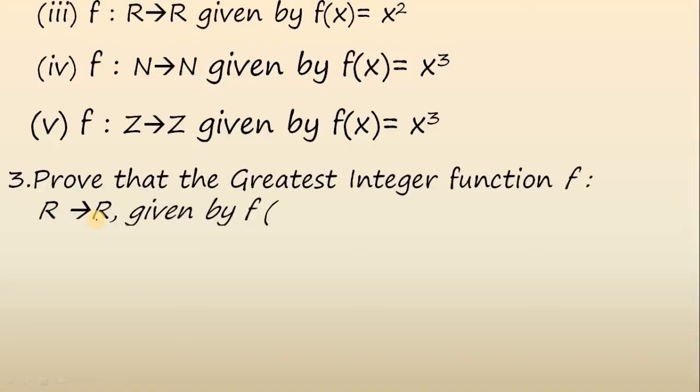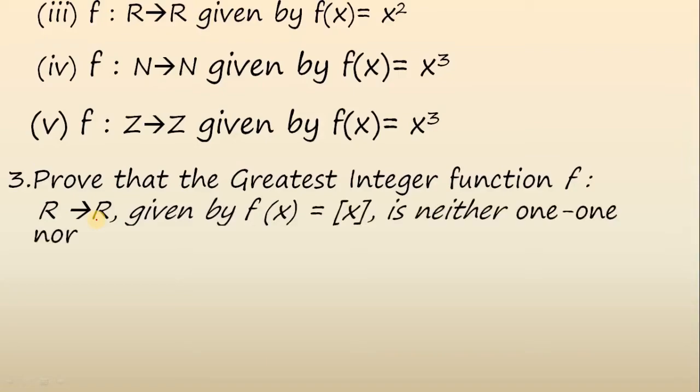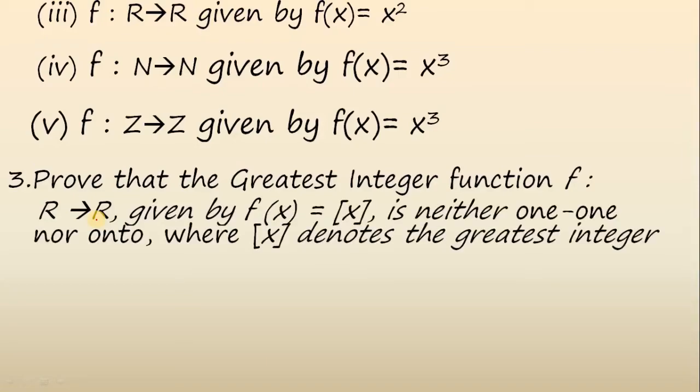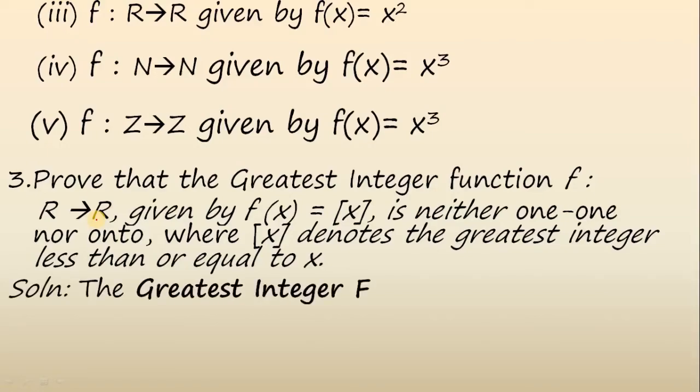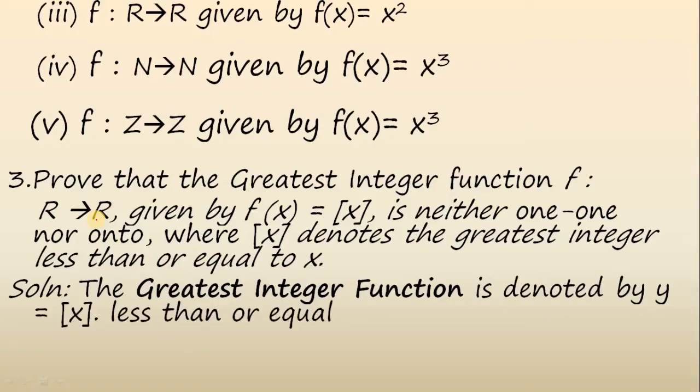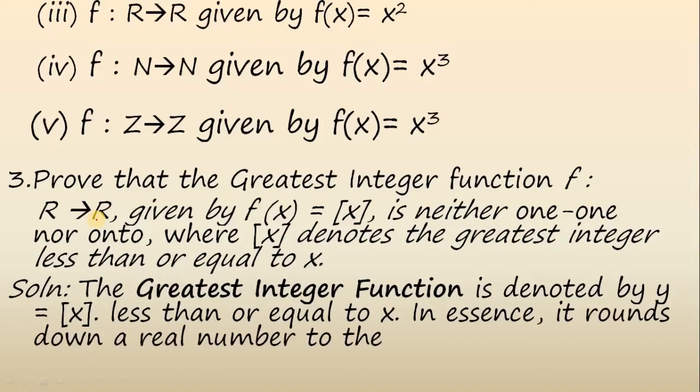Next one. Prove that the greatest integer function f such that R to R given by f of x is equal to the greatest integer function of x is neither 1-1 nor onto, where the greatest integer function of x denotes the greatest integer less than or equal to x. What is the greatest integer function? First of all, let's see that. It is denoted by y equal to x in square brackets, read as the greatest integer function of x, that is less than or equal to x.